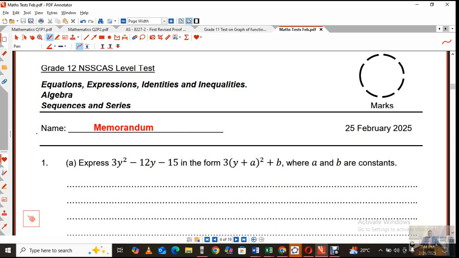Hi, this is Mr. Max with a test here on equations, expressions, identities, and inequalities, algebra, especially when we have a look at absolute value functions and sequences and series. So this test is out of 45 marks, and I gave it to my students not so long ago.